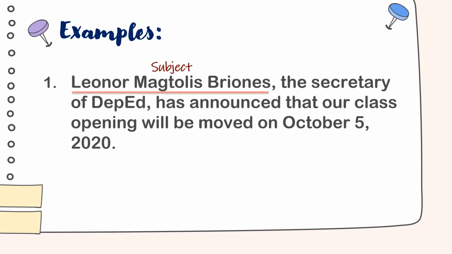As you notice, after the subject, we have the Secretary of DepEd separated by 2 commas. This is what we call an appositive, because it is a noun phrase that gives more information about Diosdado Magtolis Briones, meaning Diosdado Magtolis Briones is the Secretary of DepEd.